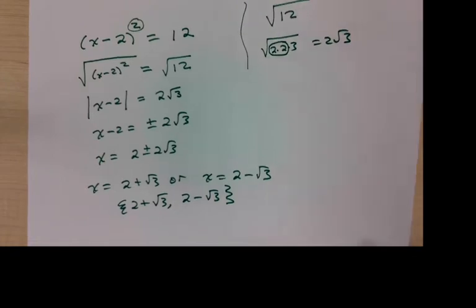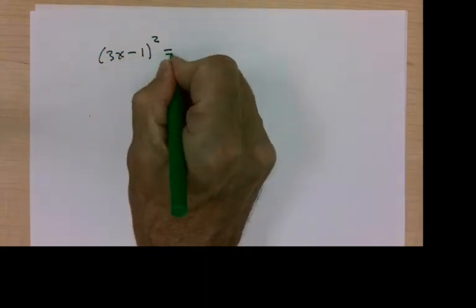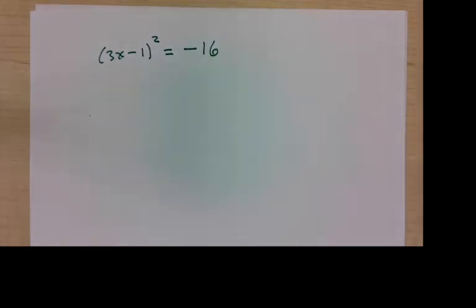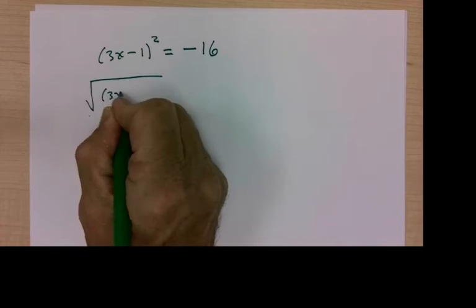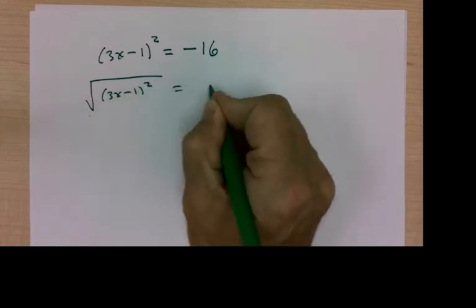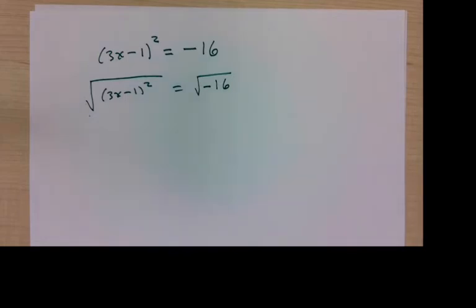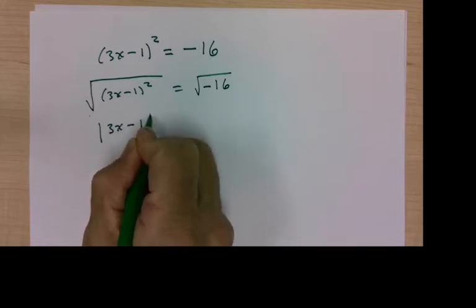Same thing goes for complex solutions. If I have a question like this, like 3x minus 1 squared equals negative 16, we're going to go ahead and take the square root of both sides. The square root of 3x minus 1 squared is the square root of negative 16. The left-hand side is actually the absolute value of 3x minus 1.